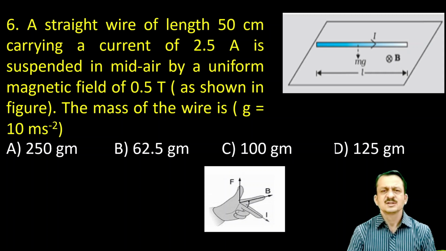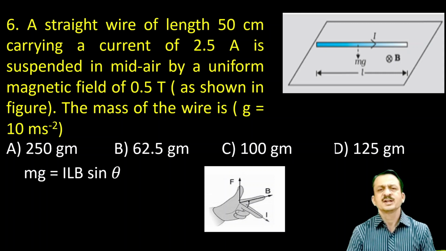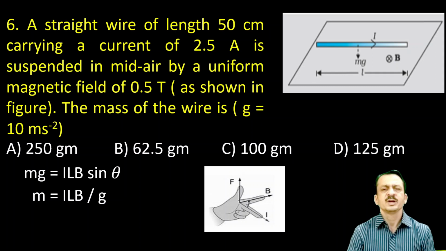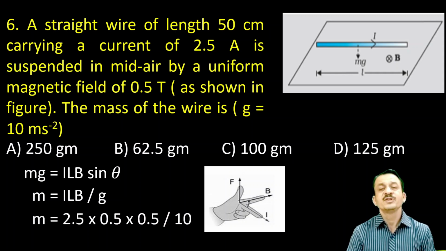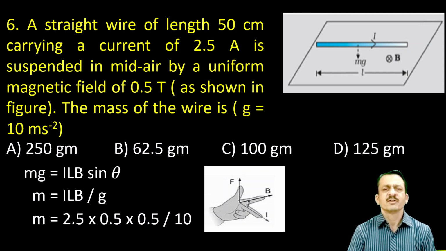When these two are balanced, we have m into g is equal to ILB sin theta. Now here theta is 90 degree. Therefore m into g is equal to ILB. Therefore we are in need of mass. So m is equal to ILB divided by g. Now simply substitute the values. I is 2.5 and length is 50 centimeter. Now they have given in centimeter, we have to convert it into meter, therefore it is 0.5 into, and the magnetic field is 0.5 divided by G. G is, they have given 10.